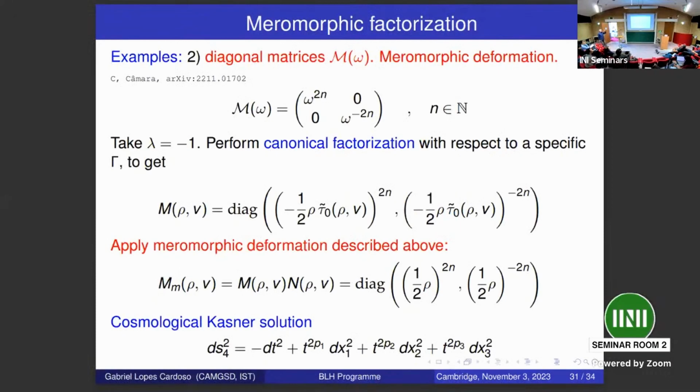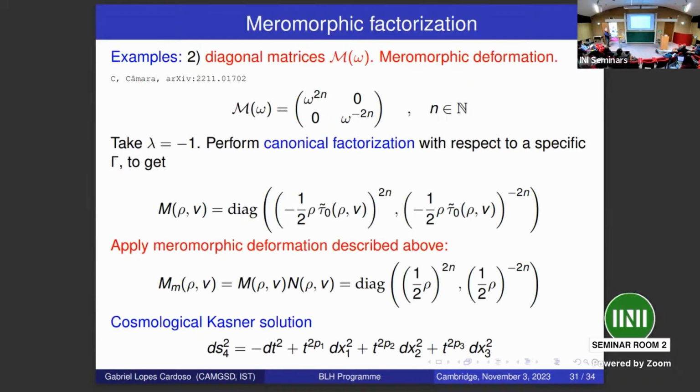Now, this was about canonical factorization. I have 7 minutes. Now let's go over to multiplicative deformation of canonical factorizations to say Kasner solutions. So now let's pick a diagonal matrix that is given like so. This is now a meromorphic matrix. Now let's pick lambda to be -1 because that's what we need for a Kasner type interpretation. This matrix has a canonical factorization and you get something like that.